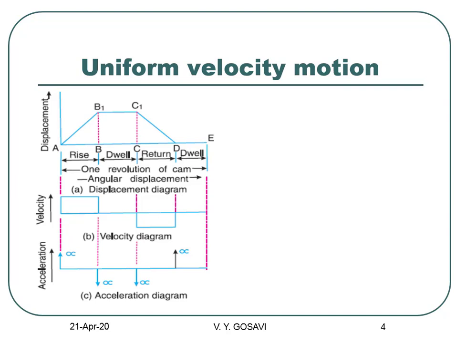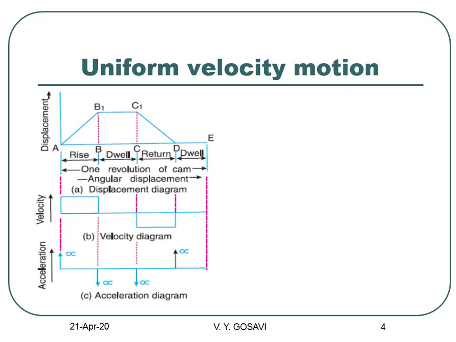In the velocity diagram, during outstroke, velocity is constant. During the dwell period, the follower is not going up or down. That's why velocity is 0. During return stroke, again velocity is constant. And during the remaining dwell period, velocity is 0. Rate of change of velocity with respect to time is acceleration.